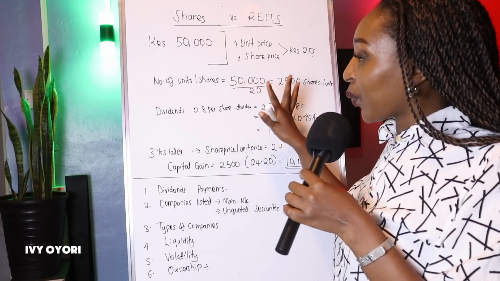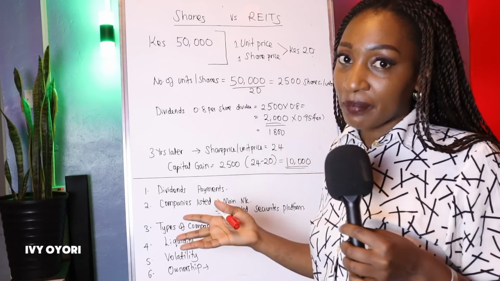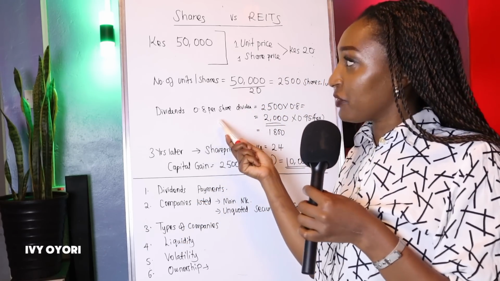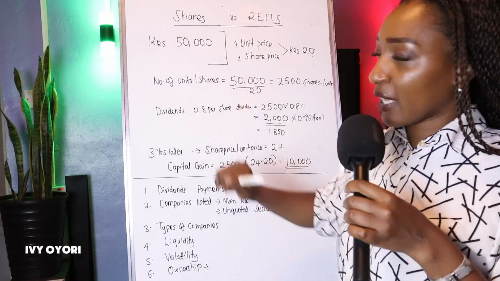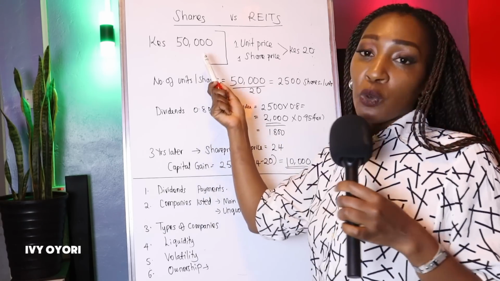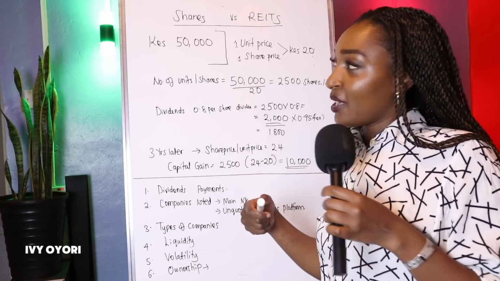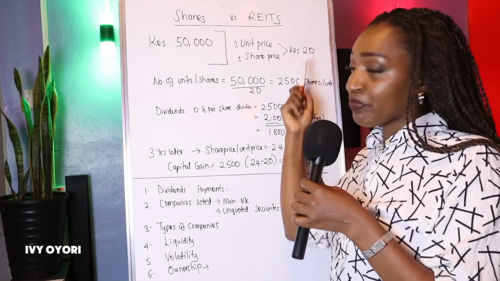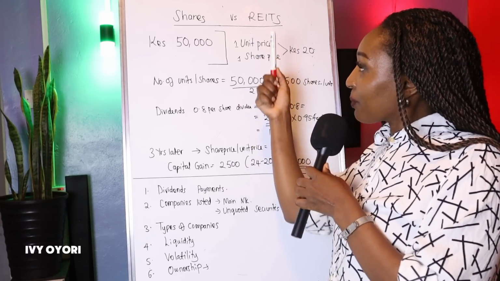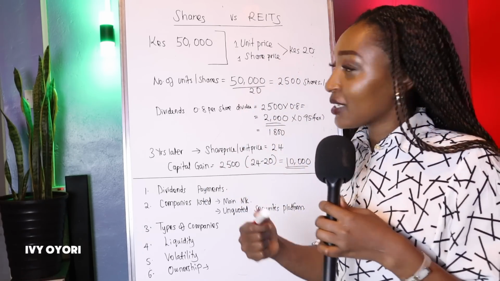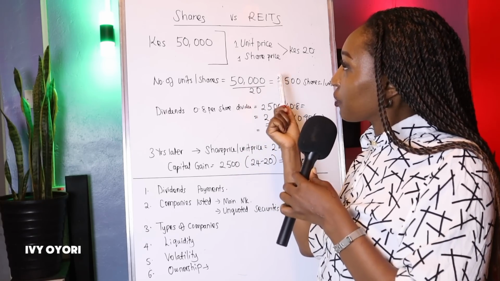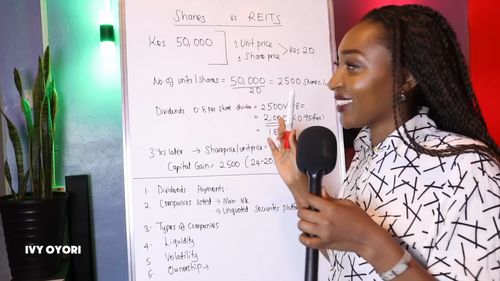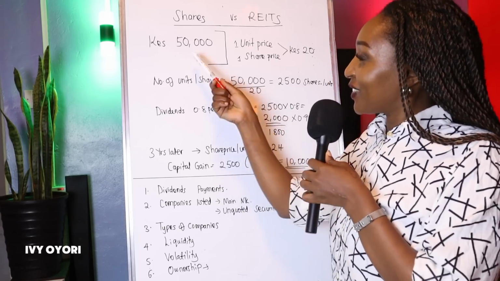In terms of how you make money, it's the same. You can make money through dividends. Let me just do this calculation. So let's say you have 50,000 Kenyan shillings and you want to invest in shares, you want to invest in REITs. So for REITs, I'm going to refer to the share as a unit. For shares, I'm going to refer to it as a share. Okay. So you have 50K.